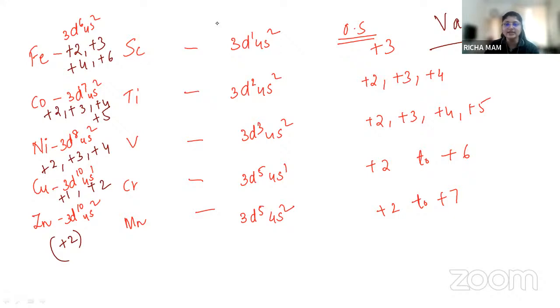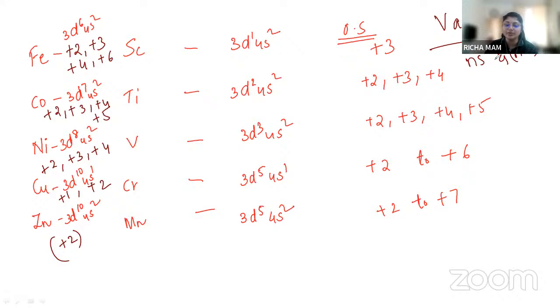So you can see that the transition elements are showing different oxidation states, and they differ from each other by 1 unit. Why? What is the reason? The reason is that there is an energy difference between the ns and (n-1)d orbitals.